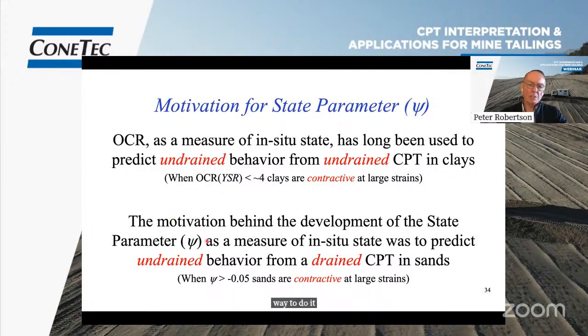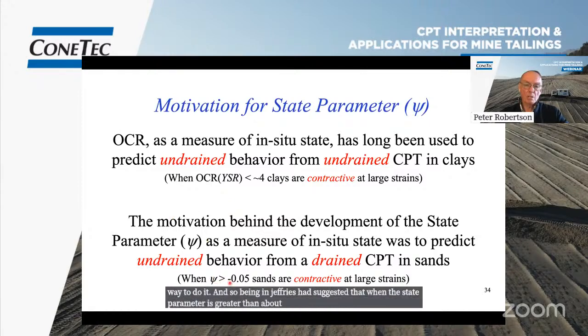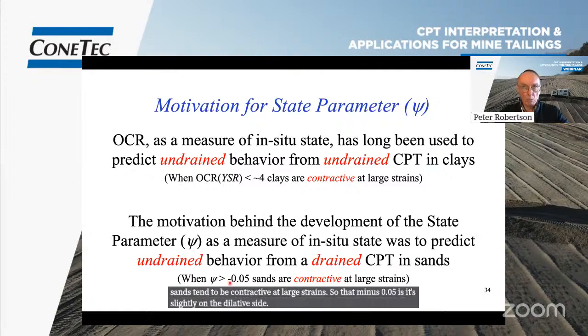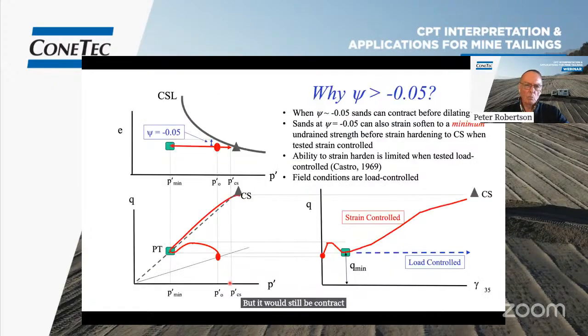And so Been and Jefferies had suggested that when the state parameter is greater than about minus 0.05, sands tend to be contractive at large strain. So that minus 0.05 is slightly on the dilative side, but it would still be contractive. So why is that? Why did they select minus 0.05?